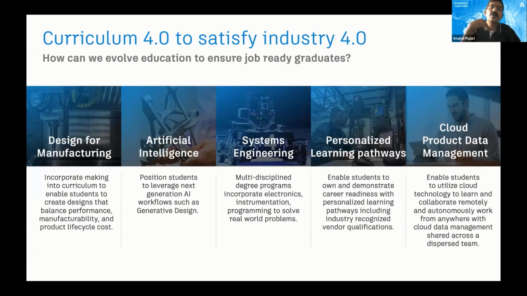Here, you can see the five different pillars we are focusing on, starting with design for manufacturing. We are no more just a design company. Autodesk's mission and vision is to design and make. The make part is being focused on more, so that along with your design, you also balance manufacturability and understand both the concept and design as well as the make aspect of it.